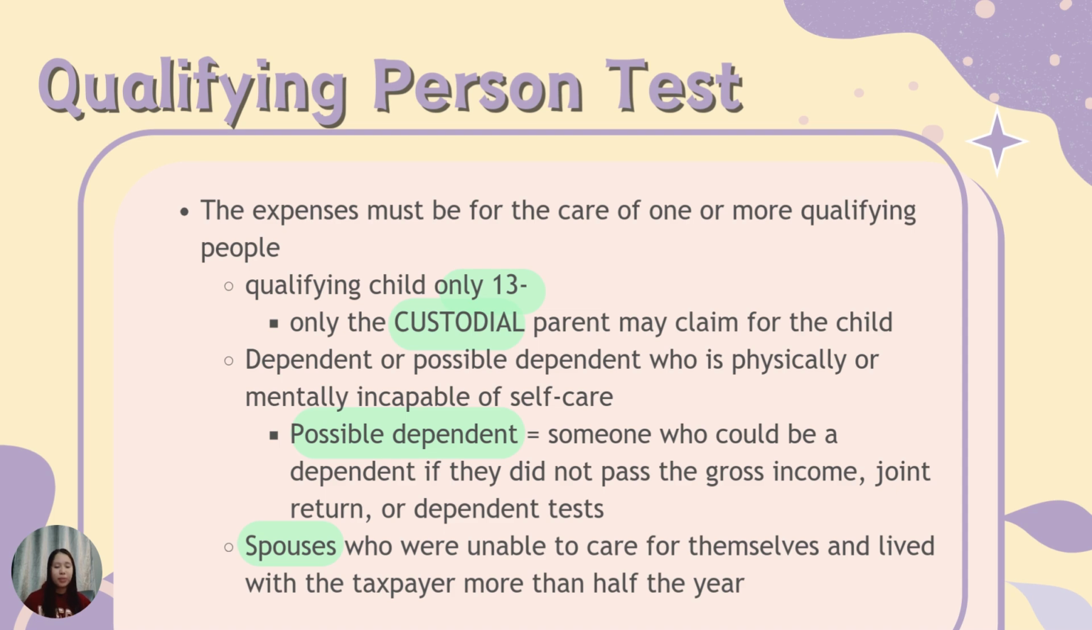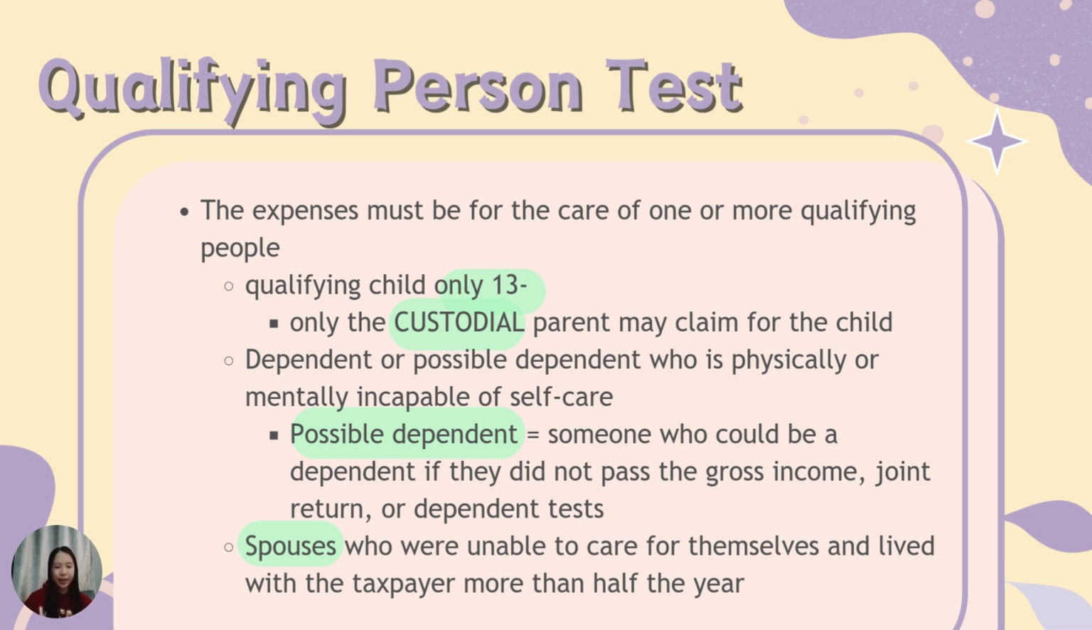Now, you might be wondering, what is a custodial parent? That's in the situation of a divorce where the kids might be split between parents. The custodial parent is the parent who had the kids for the most nights. If the custodial parent does not want to be the custodial parent and wants to sign over custodianship to the other parent, they can only do so if the other parent's AGI is higher.